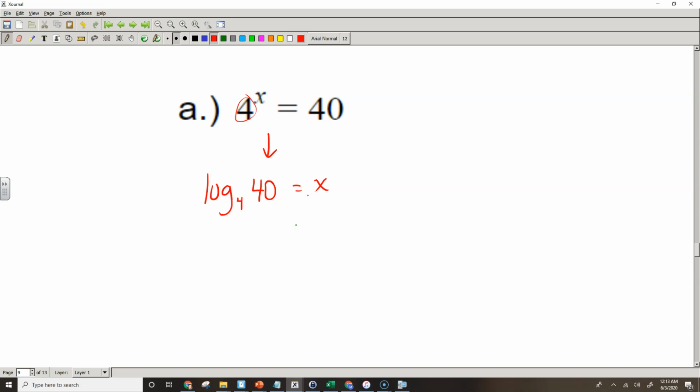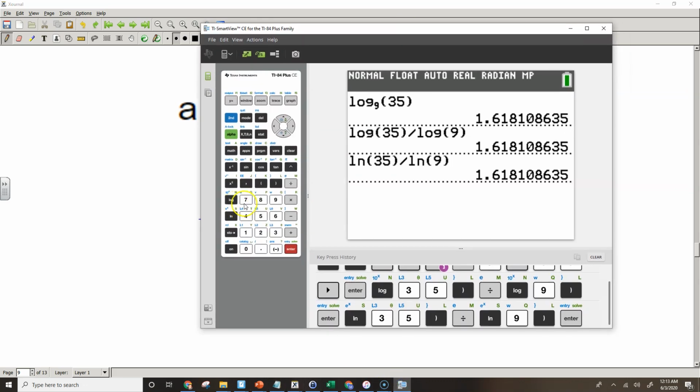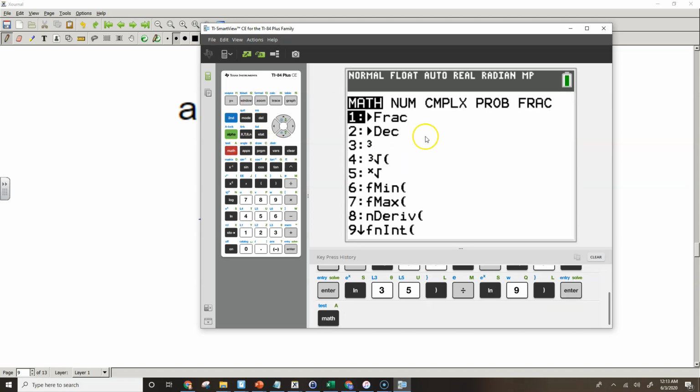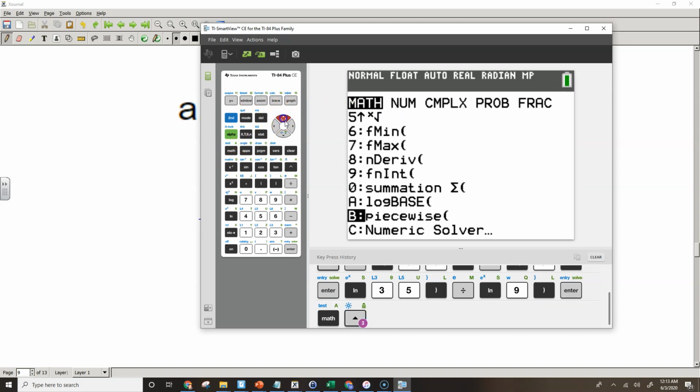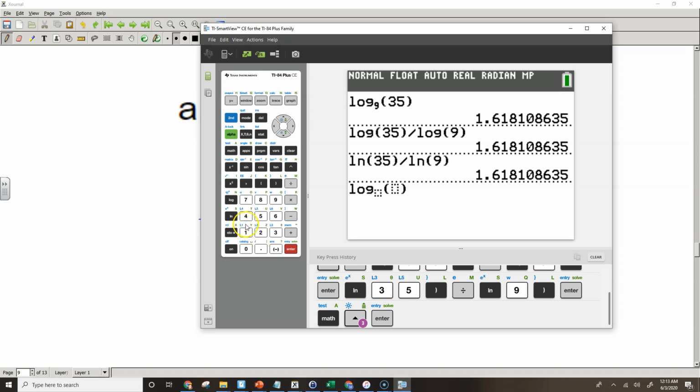And again, that essentially solves my equation. I have x by itself. I just need to figure out what is log base 4 of 40. In other words, 4 to the what is 40. I can get to that answer quickly by going to my calculator and using the log base button, or using the other methods that we used before. So what is the log base 4 of 40? Let's go ahead and type that in.